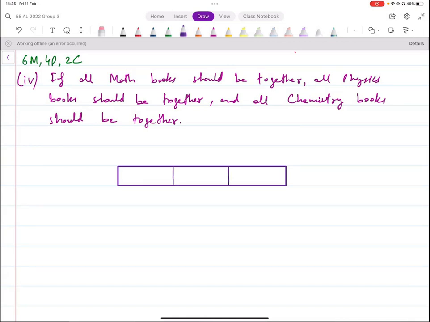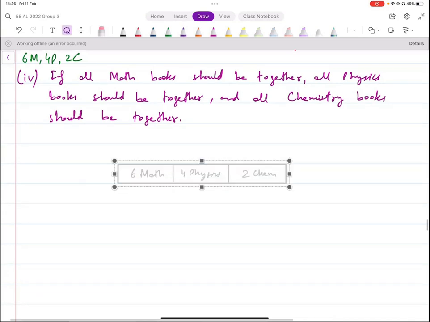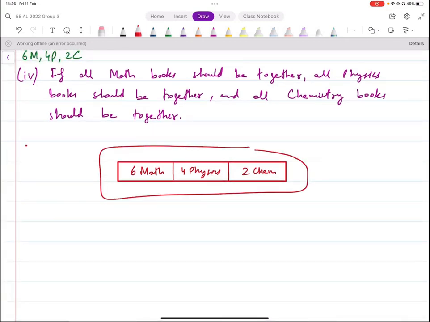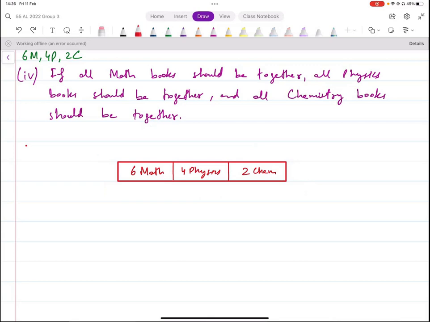Okay. In one box, you've got 6 math books. And then in another box, you've got 4 physics books. And in another box, you've got 2 chemistry books. Okay. Now, there are different ways of arranging these boxes. First of all, you have 3 boxes. How many ways can we arrange these boxes in? We can arrange them in 3 factorial ways.